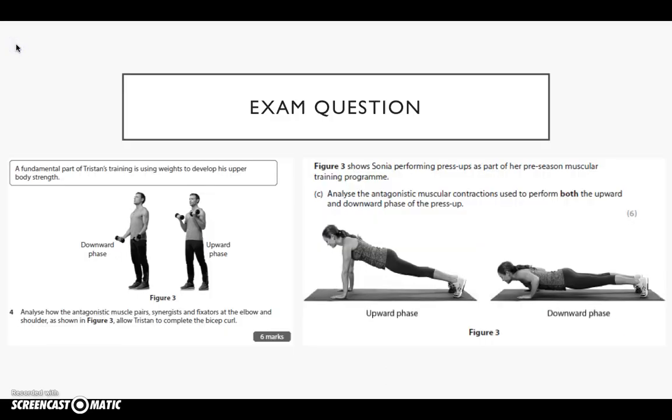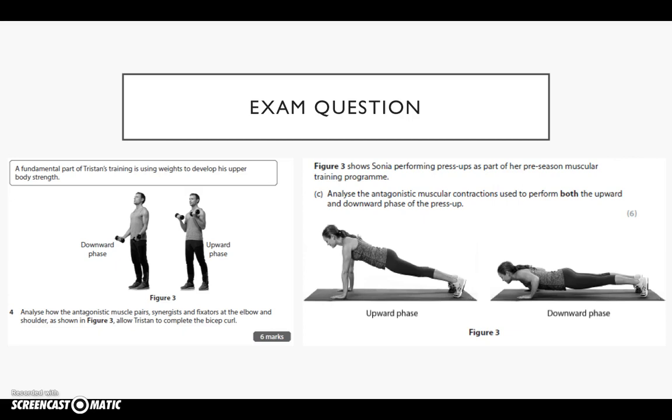Here are example exam questions. These are from both papers, and as you can see, they're both 6 marks, so it's quite a lot of information they require. And if you look at the one on the left, a fundamental part of Tristan's training is using weights to develop his upper body strength. Analyse how the antagonistic muscle pairs, synergists and fixators at the elbow and shoulder, as shown in figure 3, allow Tristan to complete the bicep curl. So you'd have to talk about both the downward phase and the upward phase.